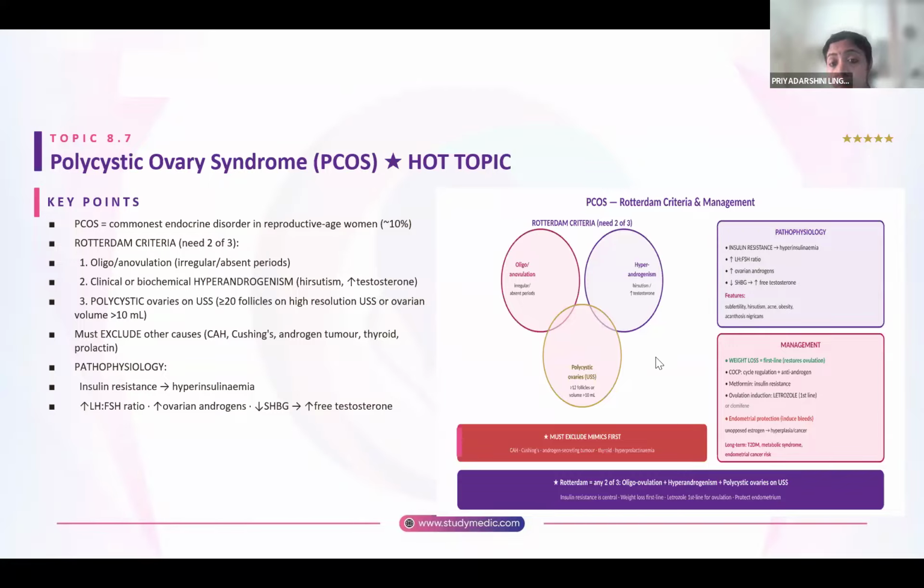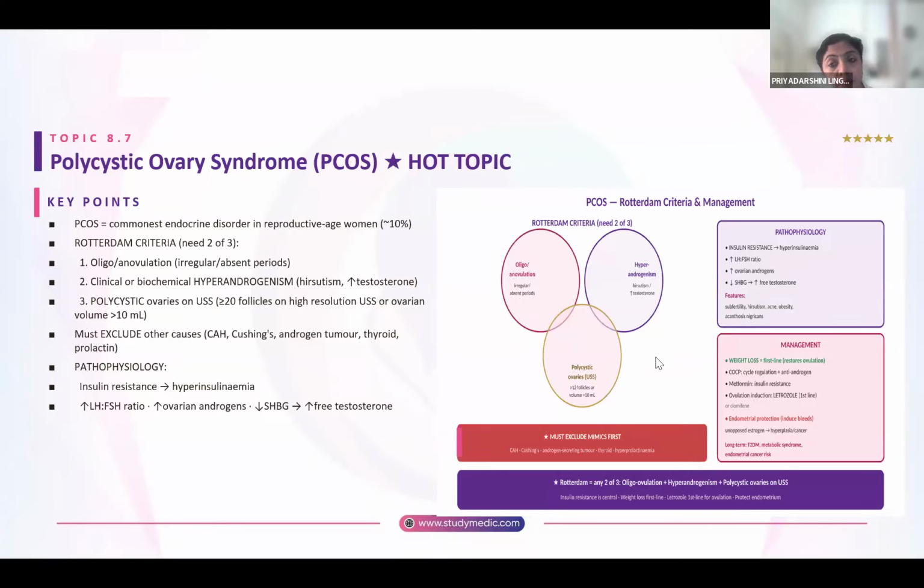There's an alteration in the level of FSH-LH ratio. So there is increased LH compared to FSH. Next, what happens is the ovarian androgen level rises and your sex hormone binding globulin level reduces. So whenever the binding globulin reduces, your free testosterone increases and that leads to your androgenic features. This is the basic pathophysiology that you see here.